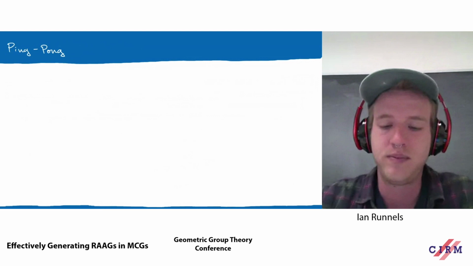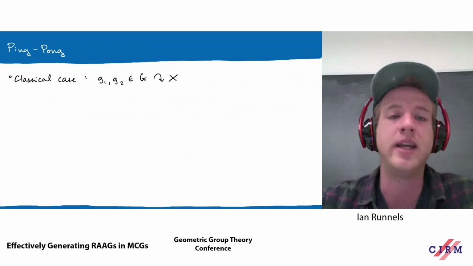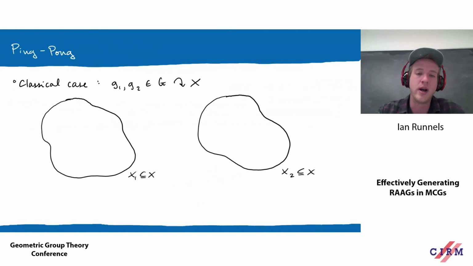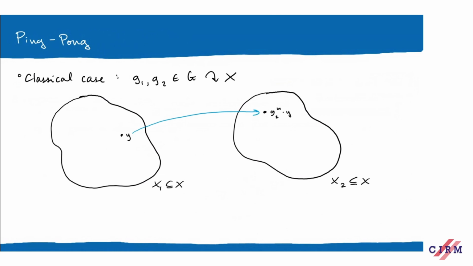Okay, so we'll start with ping pong and remind ourselves how it works in the classical case. I have a group acting on a set X and I pick two elements, g1 and g2. I want to find conditions that I can impose on the group action which guarantee that these two elements generate a free subgroup of G. So the idea is that I have these two subsets, which I usually require to be disjoint. And g1 acts by taking points in X2 into X1, and vice versa. g2 acts by taking points in X1 to X2.